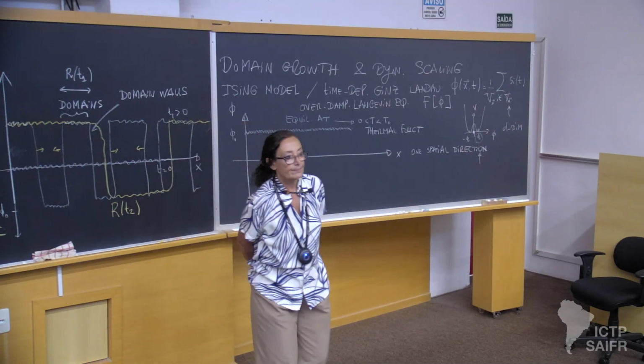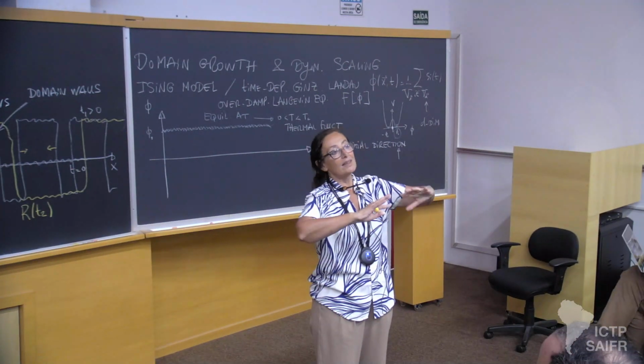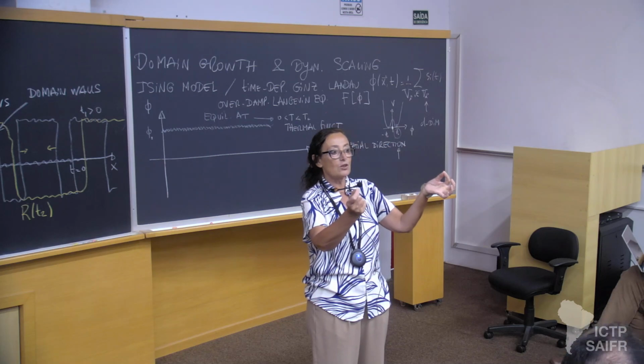Do you ever expect an entire region to sort of stochastically flip? Well, the probability for that is very weak. I mean, it's almost zero. Yeah. So what happens is that the domain walls move.